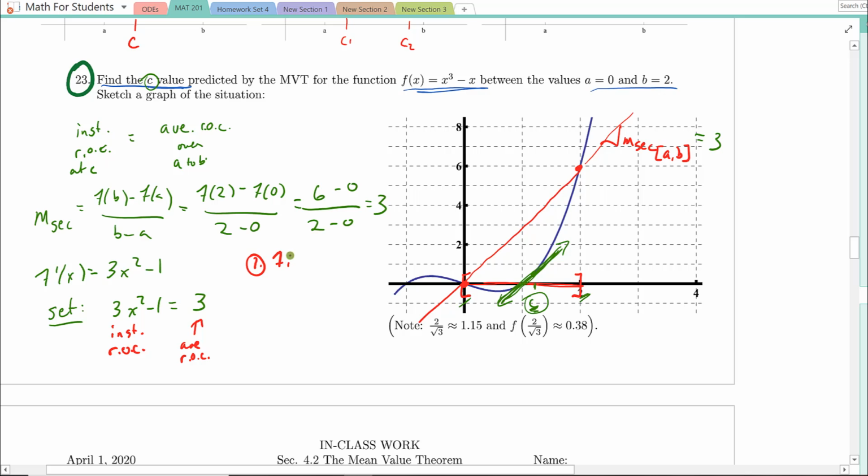So, f is continuous. Actually, this function's continuous on minus infinity to infinity, but specifically for our problem, it's continuous from 0 to 2. So that's what we're checking. It's continuous on the closed bounded interval. And f is differentiable. Again, in this case, f is actually differentiable everywhere, but it's certainly differentiable on the open interval from 0 to 2. So the mean value theorem applies.